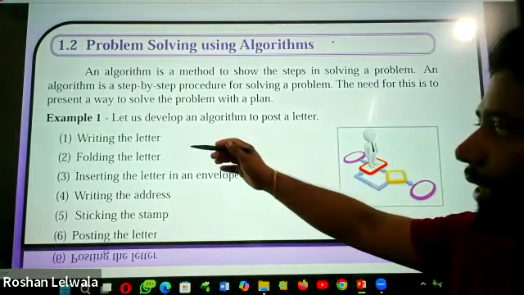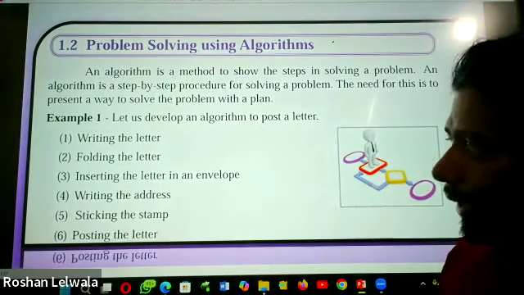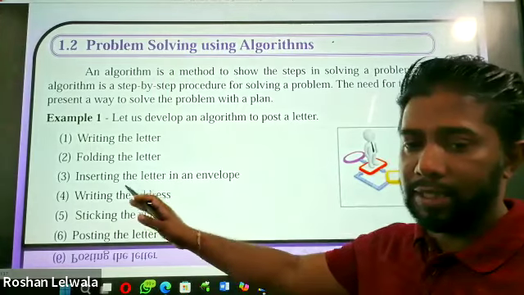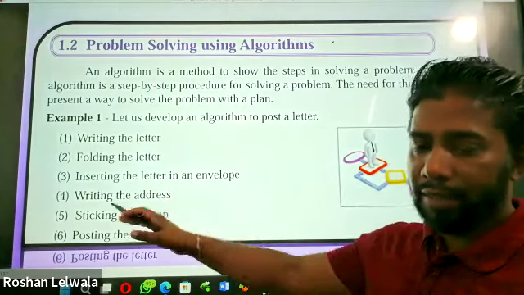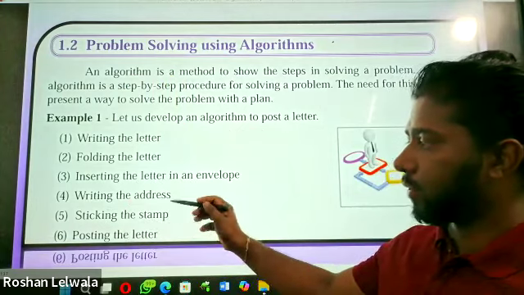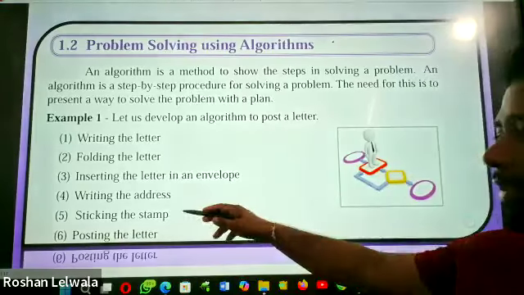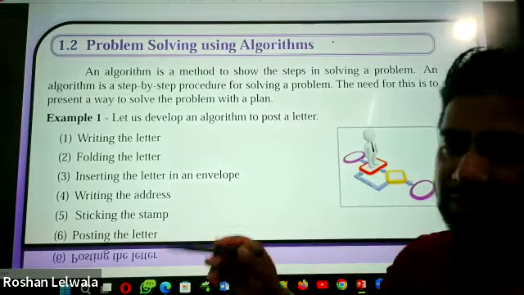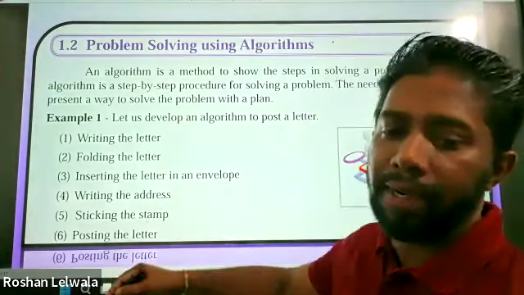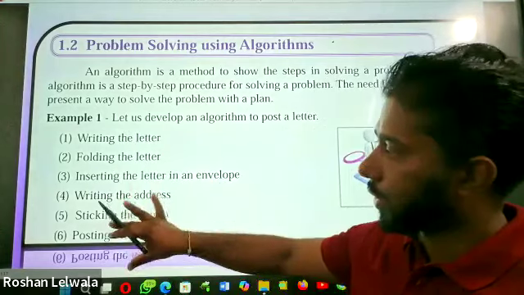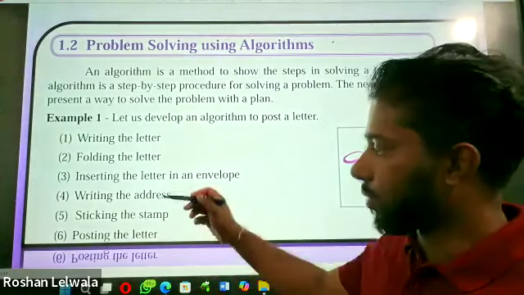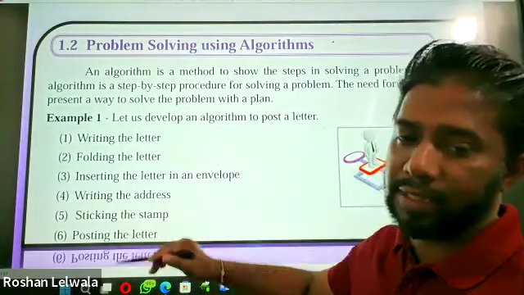For example, when posting a letter: write the letter, fold the letter, insert the letter in an envelope, write the address, stick the stamp and post it. We can change this. The steps can be changed like that, but other steps we have to follow in a proper manner. Otherwise, we cannot proceed to the end. Some kinds of steps we can interchange.